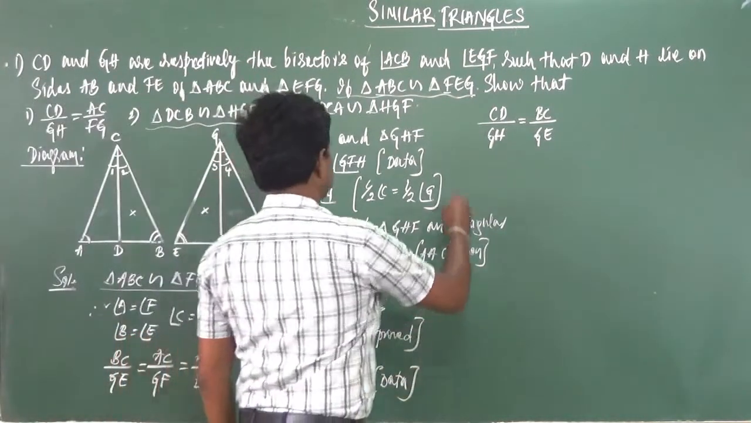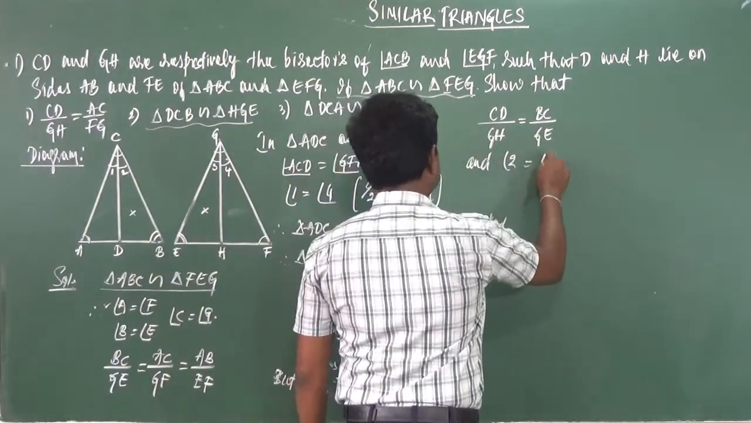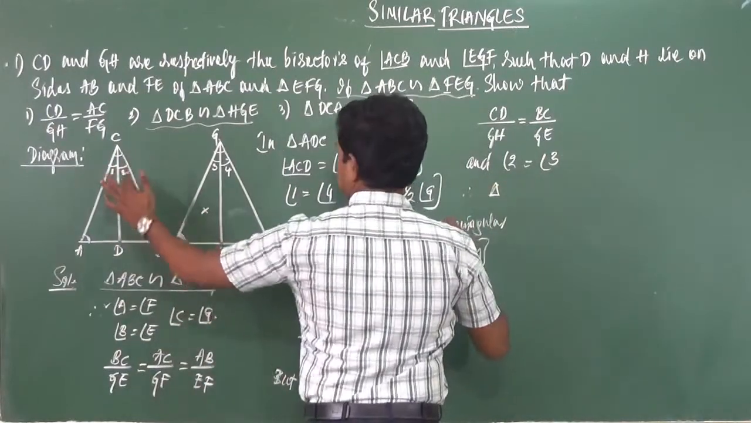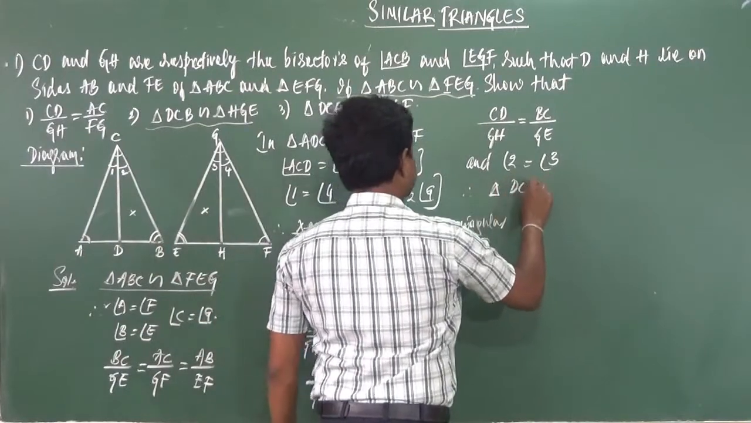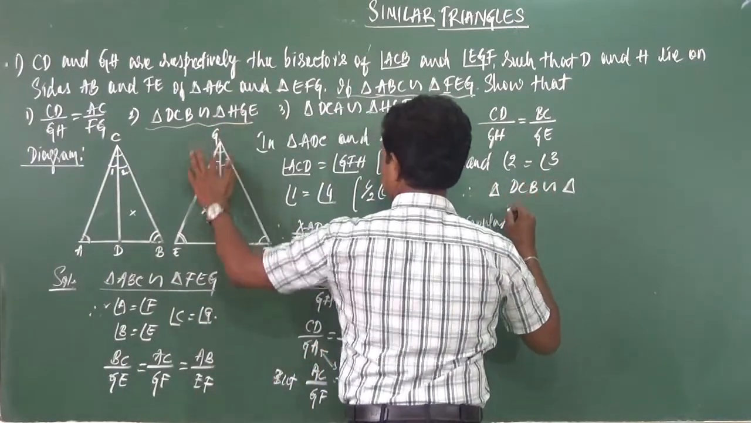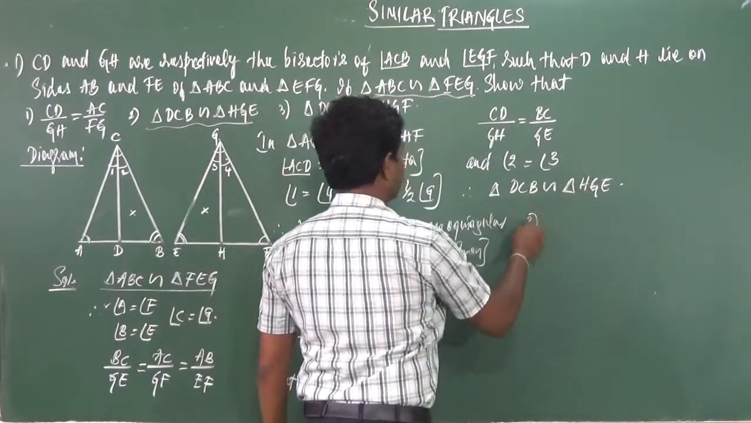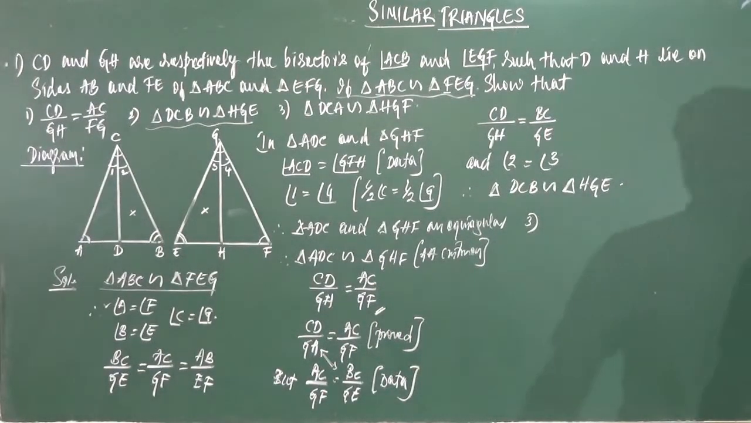So therefore angle 2 is equal to angle 3. So therefore triangle DCB is similar to triangle HGE. Right. So we have proved the second. We will go with the third one.